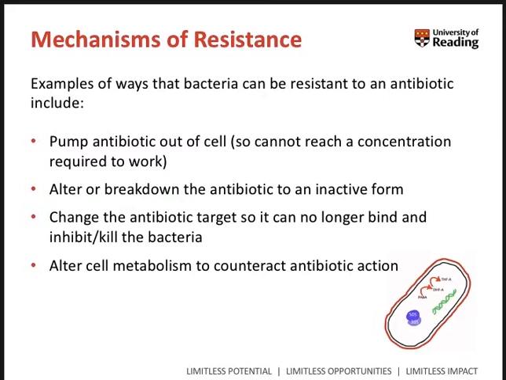A second, quite common mechanism is that the bacteria express an enzyme that's able to break down or alter the antibiotic such that it becomes inactive. Another common mechanism is that the bacteria can change the target of the antibiotic. A slight change in the target means the antibiotic no longer recognises or binds that target, but for the bacteria it doesn't affect them and they continue to proliferate. And a final example is that bacteria can alter their cell metabolism to try to get around the mechanism of action of antibiotics. So that's just some of the examples of the underlying mechanisms.